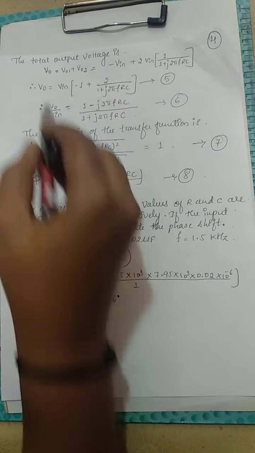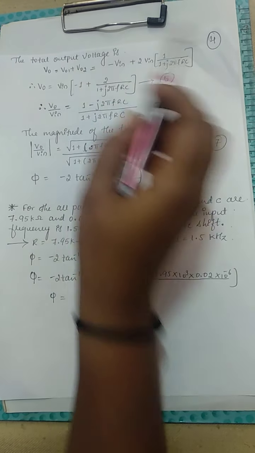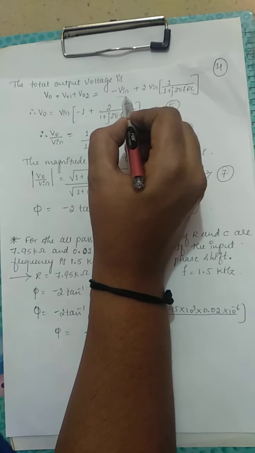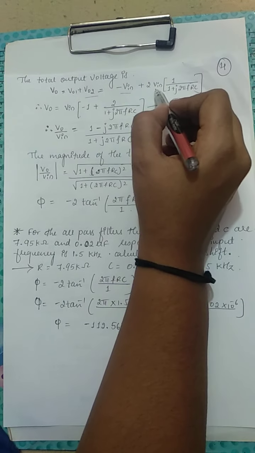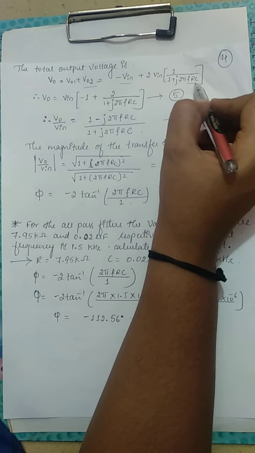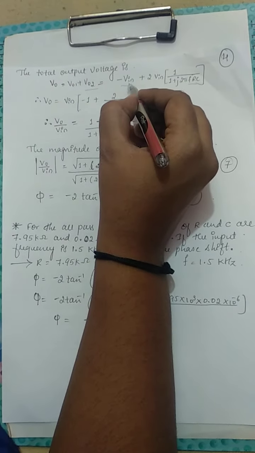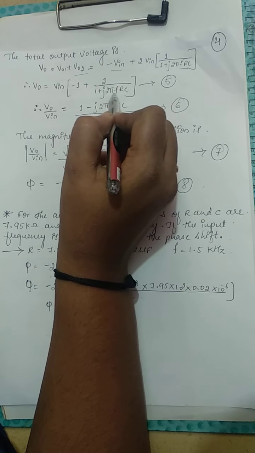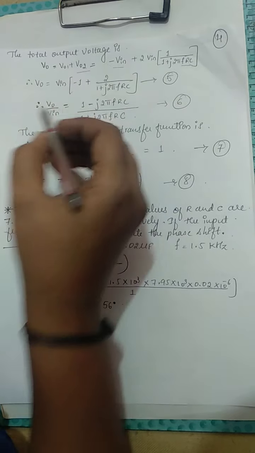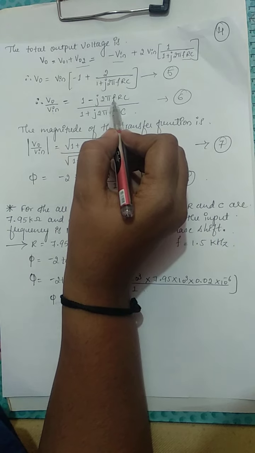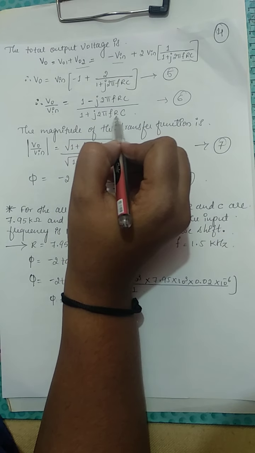So that is Vout is equal to V01 plus V02. What is V01? Already we know that it is minus Vin. And V02 is 2 into Vin into 1 divided by 1 plus J2 pi FRC. Take Vin as common. That is Vin into bracket minus 1 plus 2 divided by 1 plus J2 pi FRC. The gain, that is Vout by Vin, is equal to 1 minus J2 pi FRC divided by 1 plus J2 pi FRC.